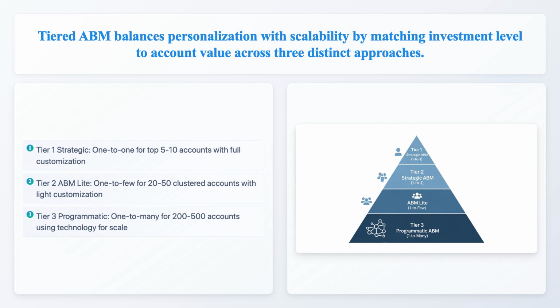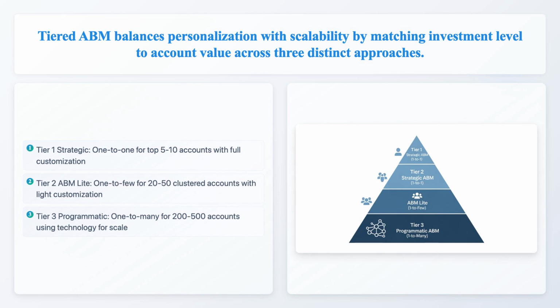Tier 2 is ABM Lite, one-to-few marketing for 20-50 accounts clustered by similar characteristics. You might create industry-specific campaigns for automotive suppliers or regional campaigns for UAE government contractors. Light customization with shared messaging frameworks.